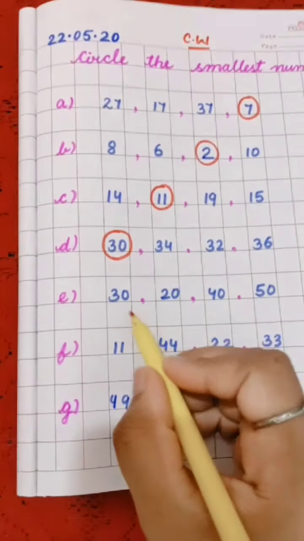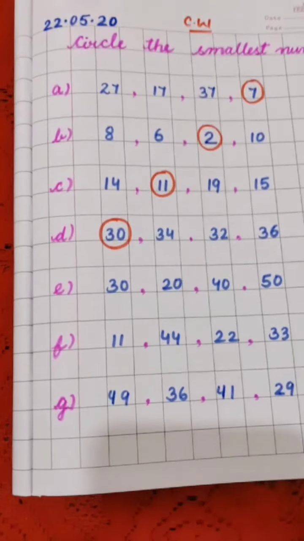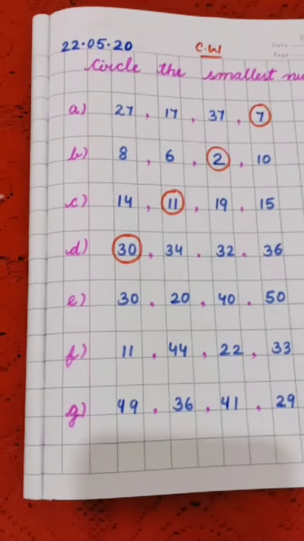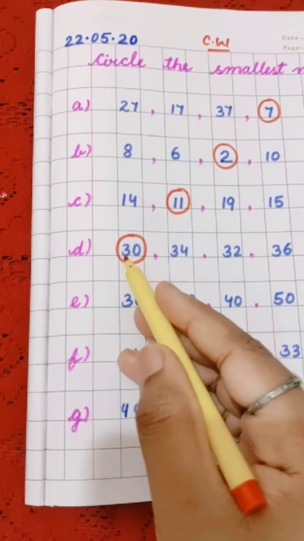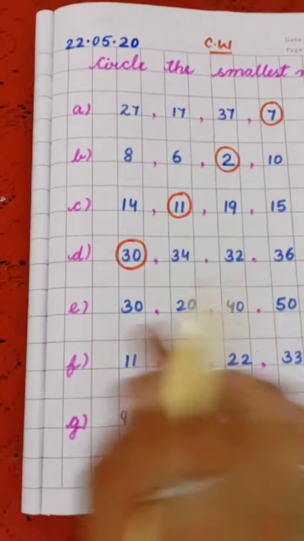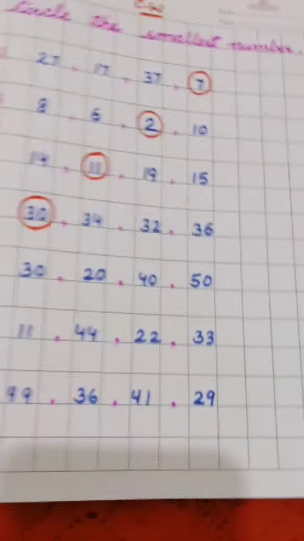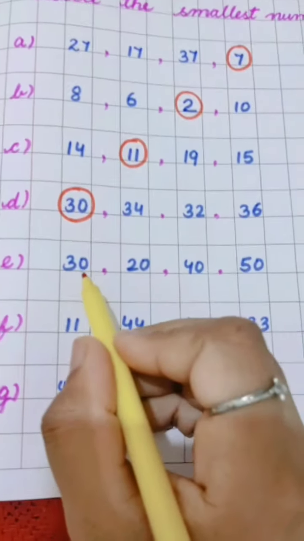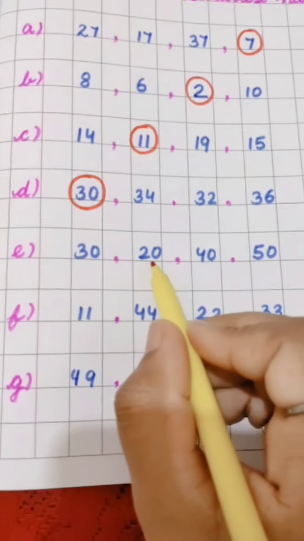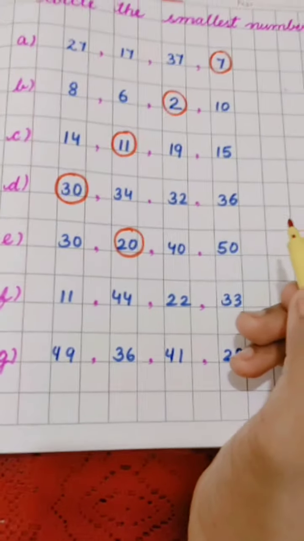Next we have 30, 20, 40 and 50. Now see, again 30 is there. So we cannot say 30 is the smallest number just because in D, 30 was the smallest. Just see the numbers and find which is the smallest among the given numbers. Now 30 starts from 3, then 2, 4, 5. Which is the smallest? 2. Yes, so 20 is the smallest number over here.